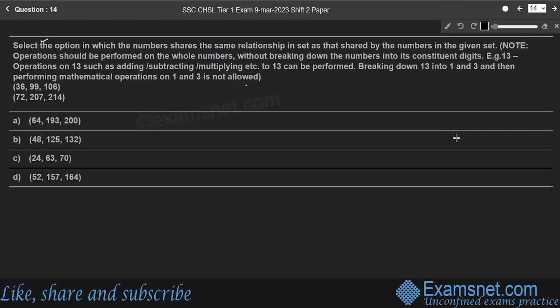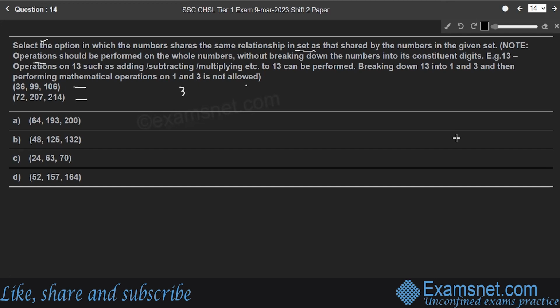Question 14. Select the option in which the numbers share the same relationship in set as that shared by the numbers in the given set. There is a note. Operation should be performed on the whole numbers without breaking down the numbers into its constituent digits. Right? Here are two sets of numbers. Consider the first one. So 36, 99 and 106. How these numbers are related?